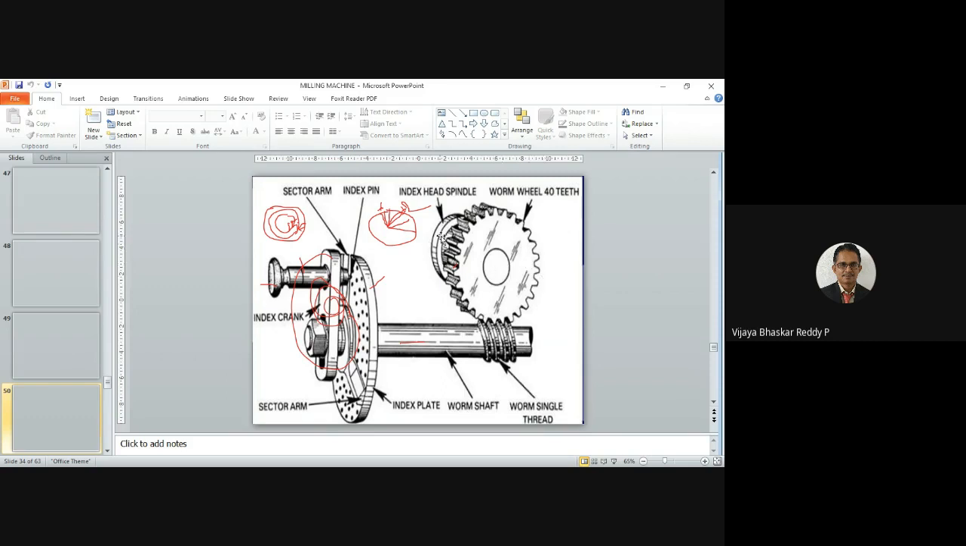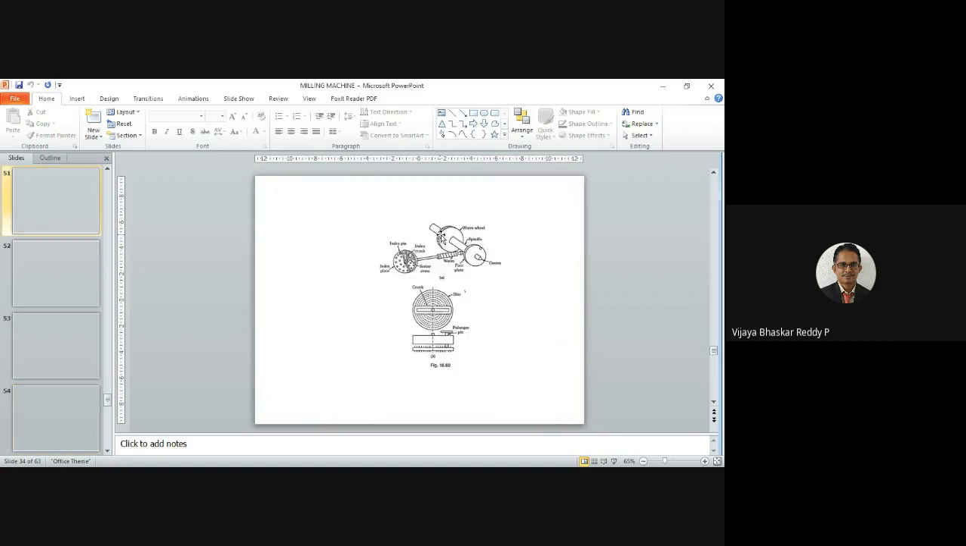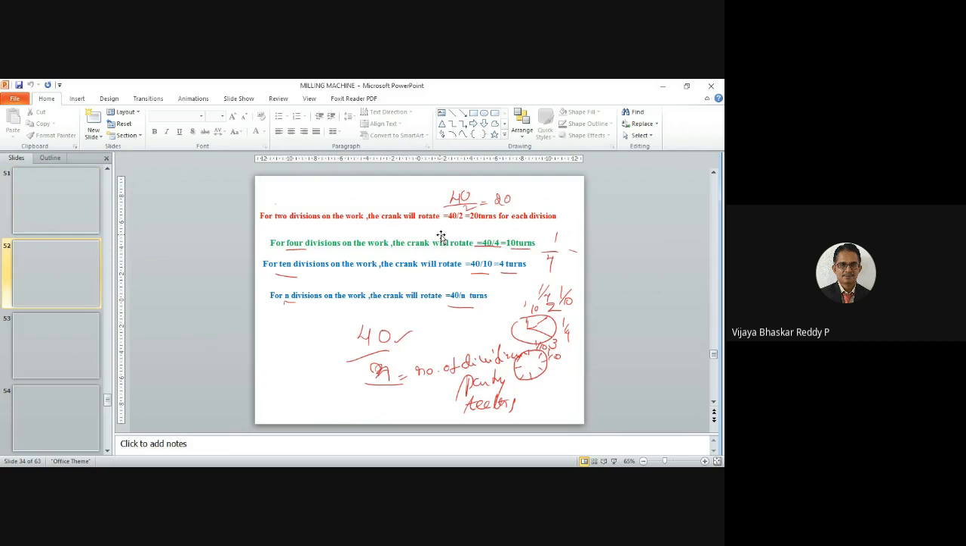At the end of this there is the indexing spindle. On that we can fix the workpiece. Based on these movements we position the workpiece and mark it with the various markers. Once it is marked, the milling cutter carries out the process of profile cutting. So this is the general arrangement of the different parts.